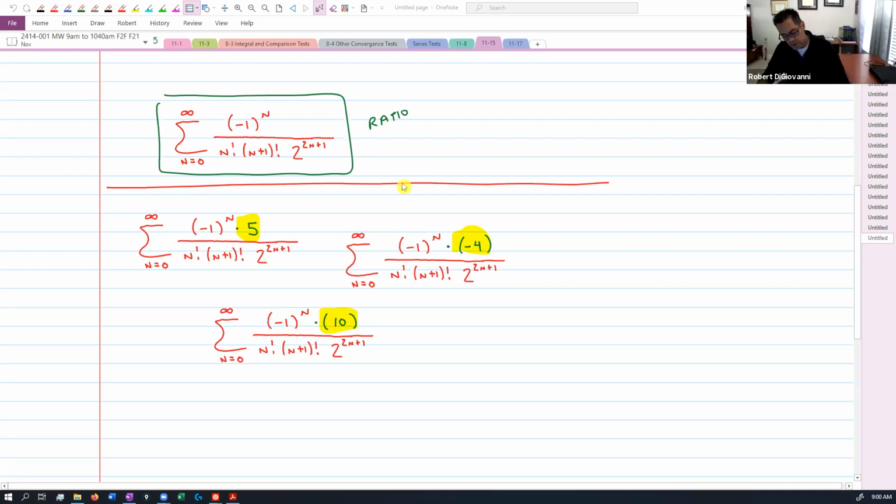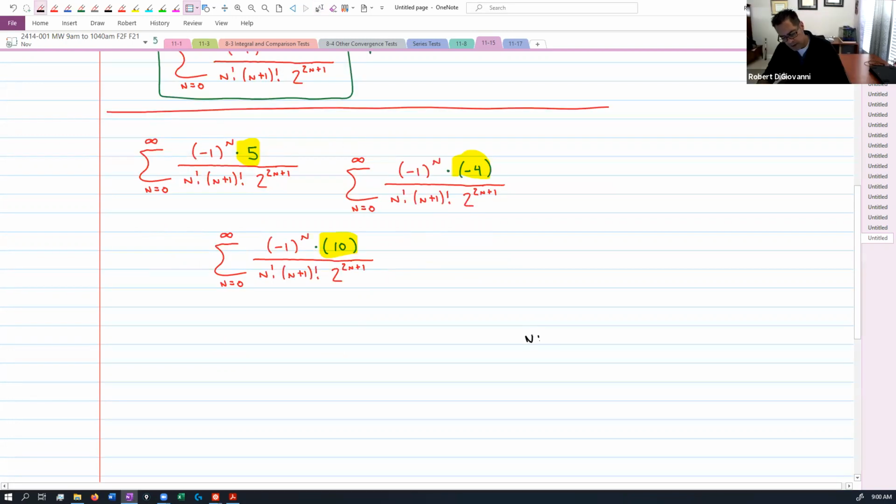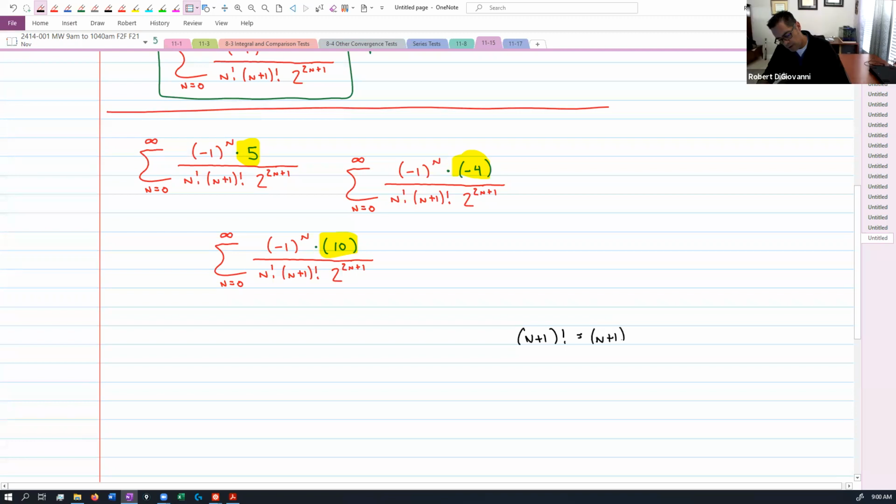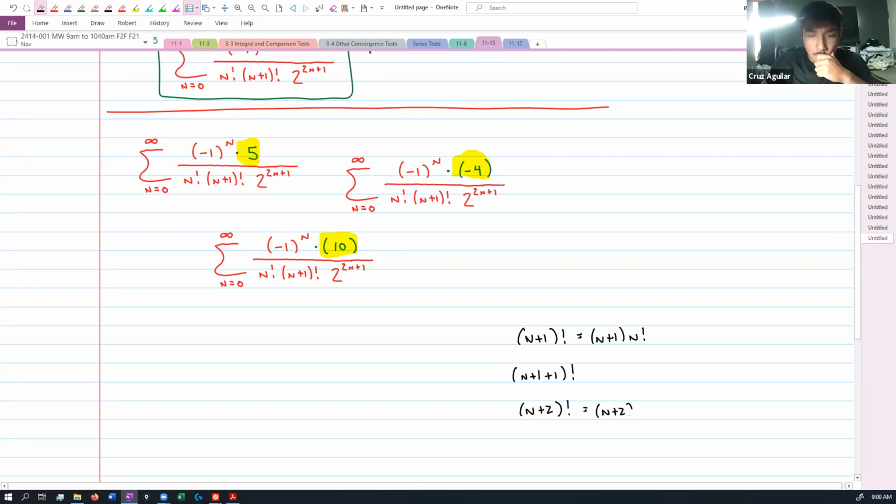Yeah. So we can turn n+1 factorial into n+1 times n factorial, right? So I'm guessing what you're asking is when you plug in n+1 for n, then it becomes n+2 factorial. That can turn into n+2 times n+1 factorial.